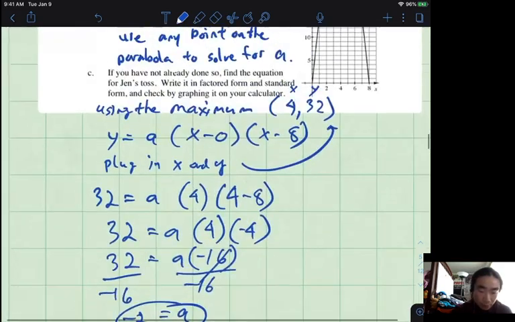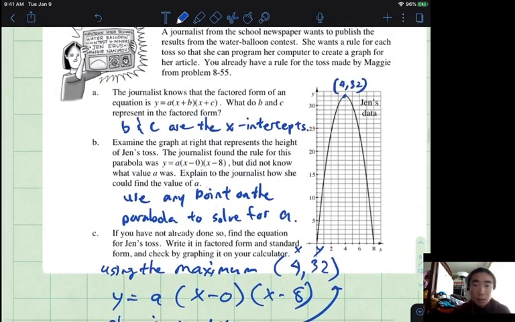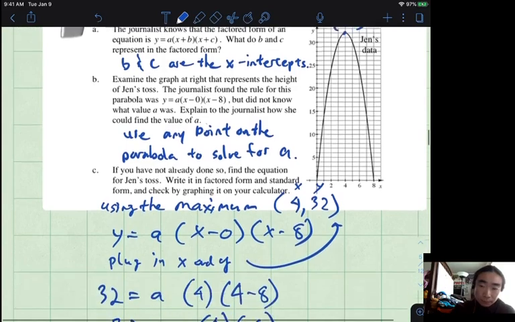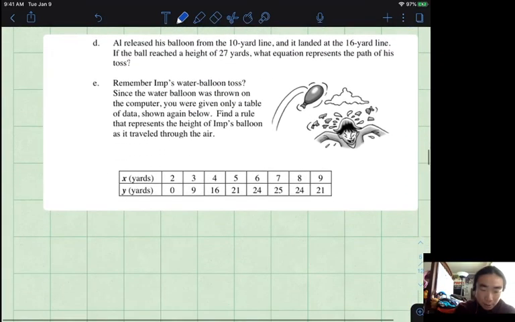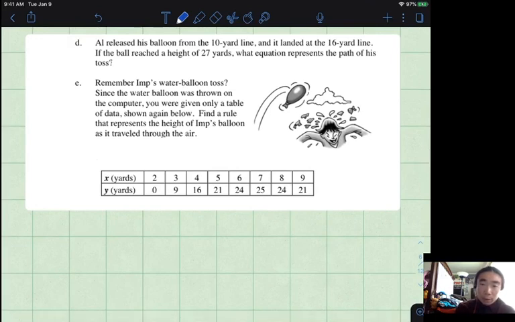All right, so that's parts A through C, and it just goes over what we've been working on: factored form when given, particularly the x-intercepts, using reverse zero product property to figure out the equation of a parabola. And then we're down to part D. Now we're going back to a word problem. Let's see if, given this information, we can construct an equation of the path of the balloon?